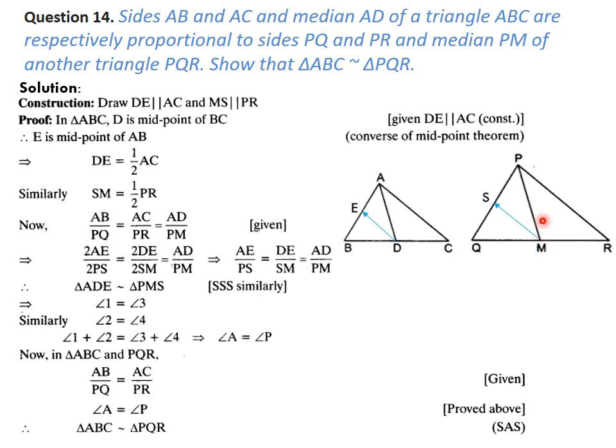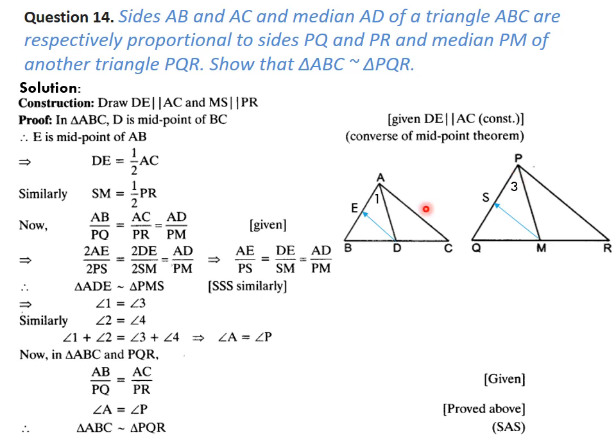So that means we are talking about triangle ADE and triangle PMS. So since all the sides are in proportion of these two triangles, we can say that by SSS similarity criterion, triangle ADE is similar to triangle PMS. So since these two triangles are similar to each other, we can say that angle 1 is equal to angle 3, that is this particular angle is equal to this, A equals to P, that is angle 1 equals to angle 3, only this part.